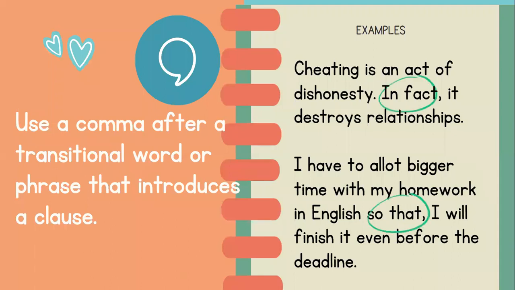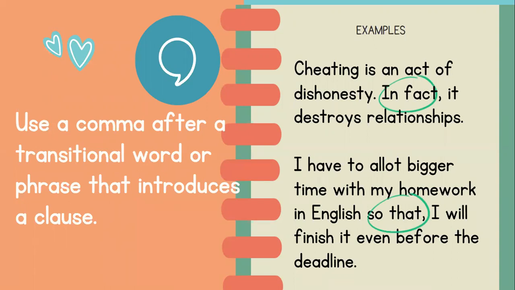So, use a comma after a transitional word or phrase that introduces a clause. For example, cheating is an act of dishonesty. In fact, it destroys relationships. Second example, I have to allot bigger time with my homework in English so that I will finish it even before the deadline. So the words emphasized in there are the transitional devices used in the sentence.